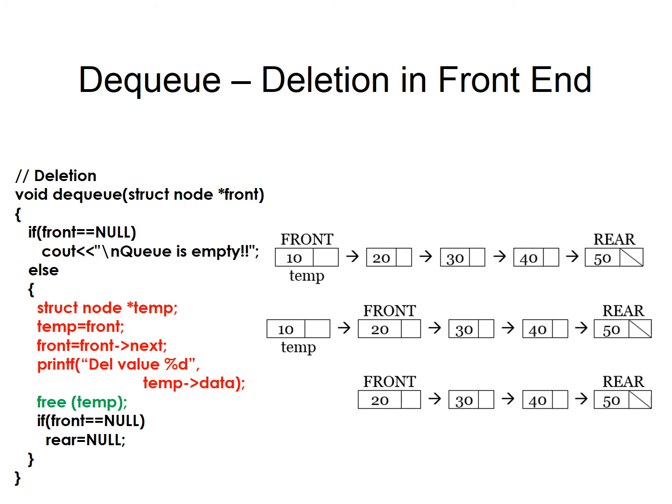Now I am moving my front pointer from the first node to the second node. So how do I move it? front is equal to front of next. So you can see front moves from 10 to 20. Now I print that temp of data is deleted, that is, 10 is deleted. After that I free temp. So 10 will be deleted from the list, and you can see the first node is deleted from the double-ended queue. So your queue consists of 20, 30, 40 and 50.